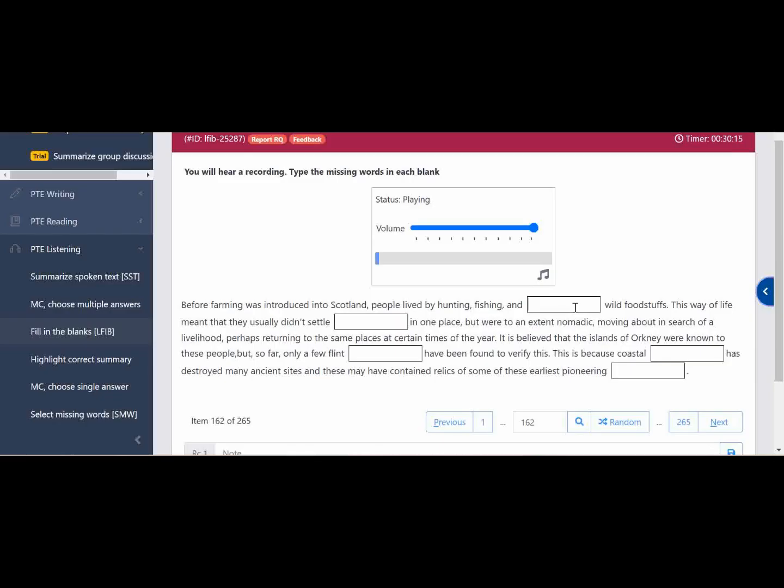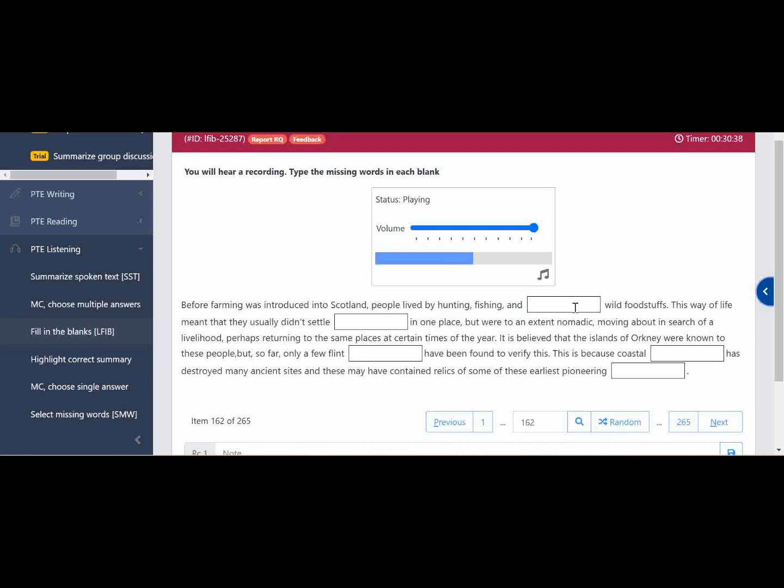Before farming was introduced into Scotland, people lived by hunting, fishing, and gathering wild foodstuffs. This way of life meant that they usually didn't settle permanently in one place, but were to an extent nomadic, moving about in search of a livelihood, perhaps returning to the same places at certain times of the year.